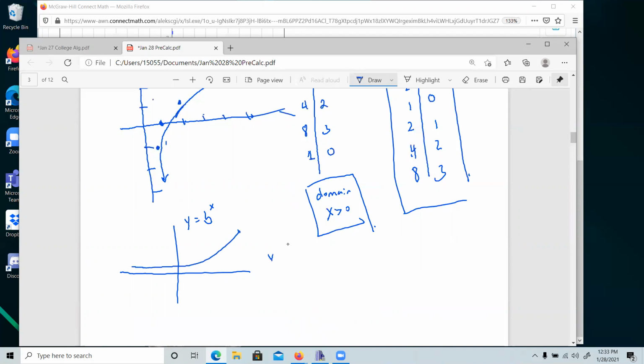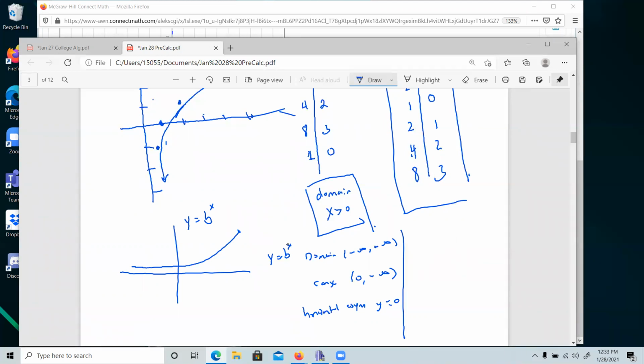Right, what was our domain and range for this stuff? The domain, that was all the x's, right? That was negative infinity to positive infinity. And our range, that was 0 to positive infinity. We had a horizontal asymptote, y equals 0.